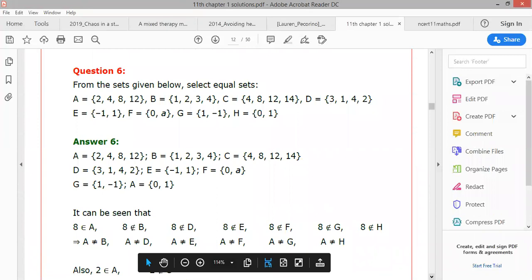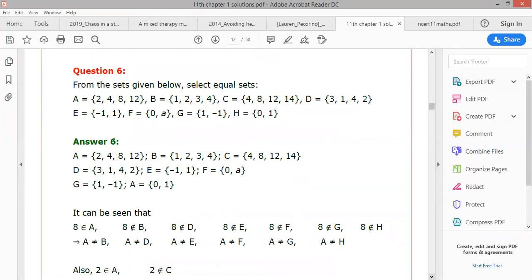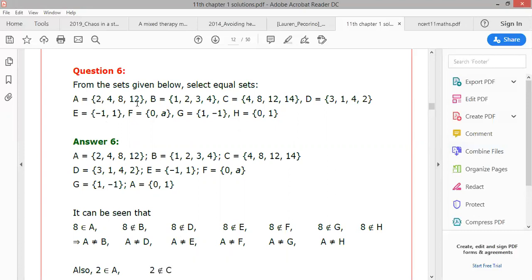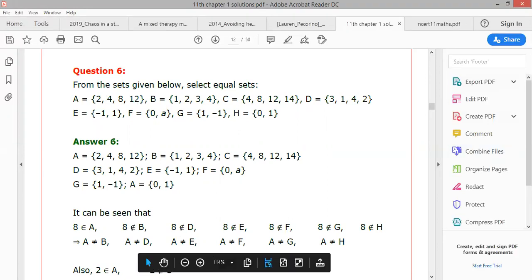After that, we will go to question number 6. From the sets given below, select equal sets. Once again, the definition is the same, and you will check which of the sets have equal elements. For example, we have set A. You will check which one of these sets has elements 2, 4, 8, 12. If any of the sets has these elements, then A is equal to that. So this is a home assignment for you.